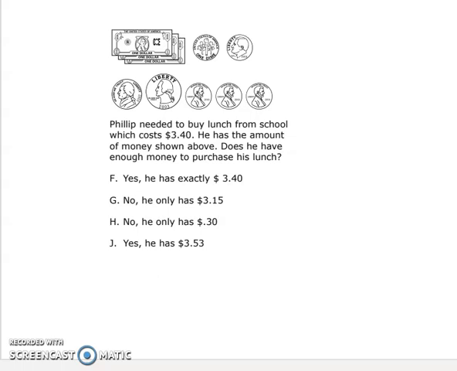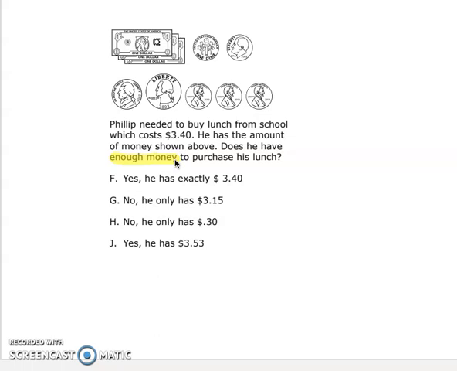So let's analyze this problem and make sure we understand the question it's asking us. I'm going to go back to my question at the very last of my word problem, and it says, does he have enough money to purchase his lunch? Does he have enough?